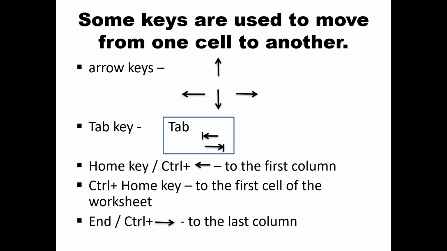Some keys are used to move from one cell to another. Arrow keys: up arrow, down arrow, right arrow, left arrow. The Tab key is also used to move from one cell to another. The Home key or Control plus left arrow is used to move the cursor to the first column. Control plus Home is used to move to the first cell of the worksheet. End or Control plus right arrow is used to move the cursor to the last column.